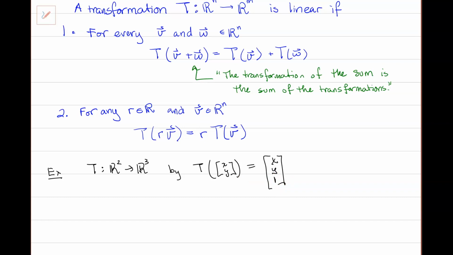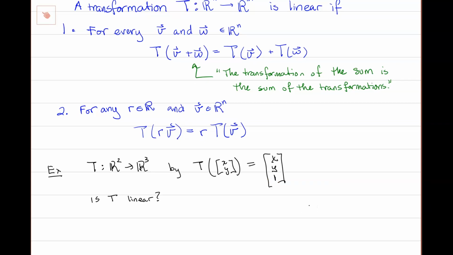So now we can ask this question: is T linear? And remember, in order for T to be linear, it has to satisfy those two conditions right here. The transformation of the sum should be the sum of the transformations. And if we take a scalar r and multiply it by v, and then take the transformation of that, so take the transformation of r times an input vector, we should get the same thing as if we take the output vector and multiply it by r. So let's try this out.